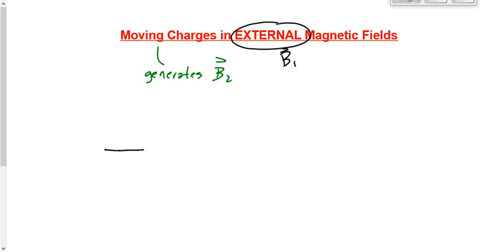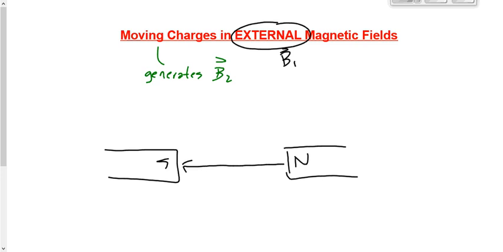Let's say that we have a magnetic field produced by these two bar magnets. In between these two bar magnets, the magnetic field would point to the left, away from the north and toward the south. Remember, that's B1. That's the external magnetic field, the one that was already there. The source of that external magnetic field could be, as in this case, two magnets. It could be the Earth. It could be another electromagnet, whatever. It's a magnetic field, however, that's already there, an external magnetic field.